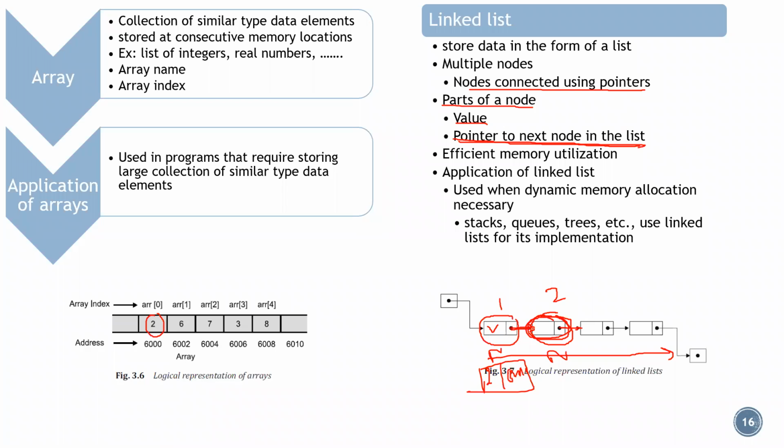So from here to here, based on this address, I can go and access the next member. Here data 6 might be stored, and in this case, the address of the next element will be there. Here I'll have 7, and the address of the next element. Here I'll have 3 and so on. So this is with respect to the linked list.